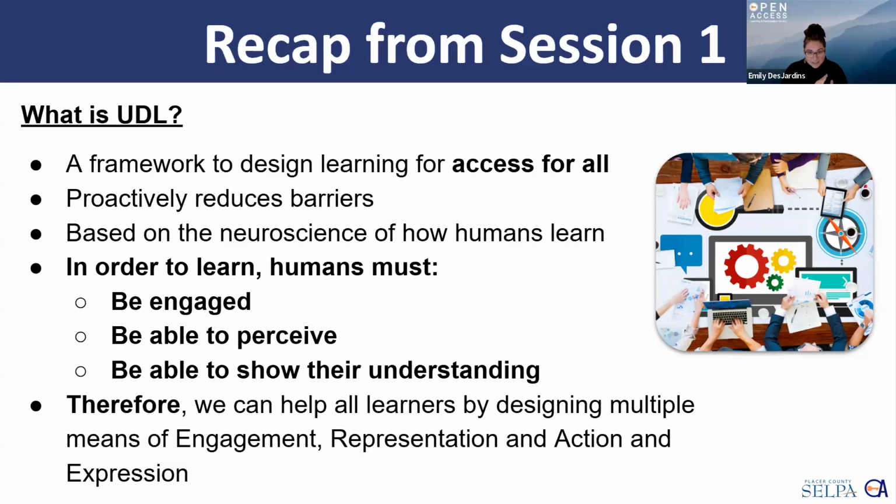The neuroscience behind UDL tells us that in order for us to learn as humans, we must be able to engage, we must be able to perceive, and we must be able to show our understanding. And so, knowing that we all learn a little bit differently, we can help all of our learners engage, perceive, and show their understanding by creating multiple means of engagement, representation, and action and expression. I know that sounds a little bit daunting when you summarize it that way, but the framework itself has some really specific strategies to create multiple ways for your learners to engage, perceive, and show what they know.